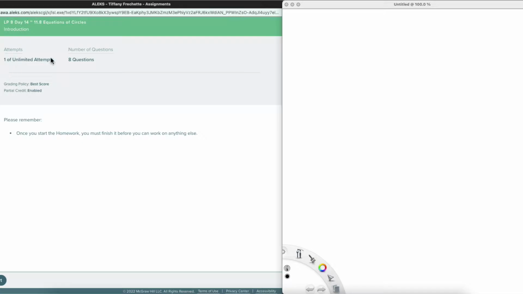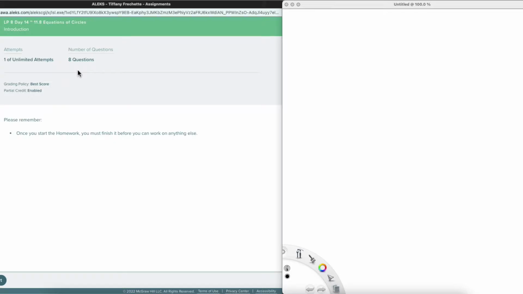The second thing is the number of attempts. We always allow unlimited attempts on homework, tests, and quizzes. Number of questions just particular to this assignment. Grading policy is always best score, so whichever attempt is the best one is one you keep. Partial credit's always enabled, so if you answer 1 of 8 questions, you get credit for the 1 question, or however many you answer correctly. Or there's partial credit within questions with multiple answers as well.